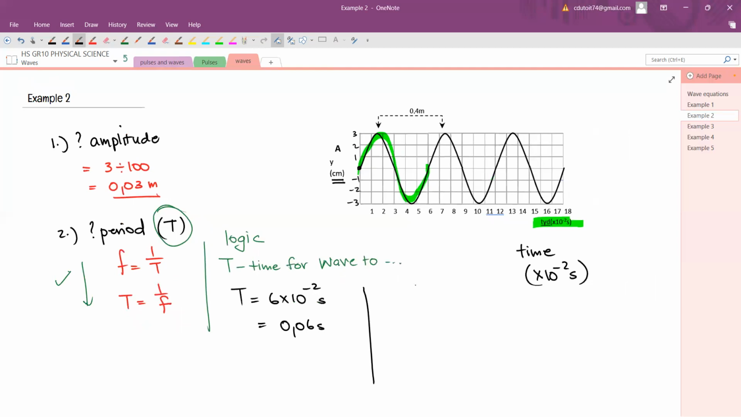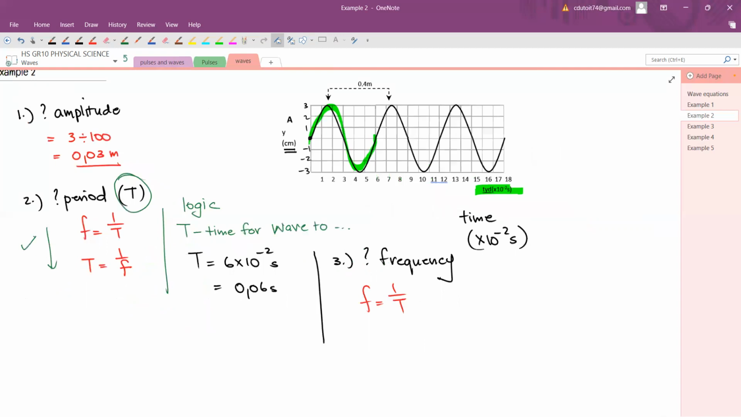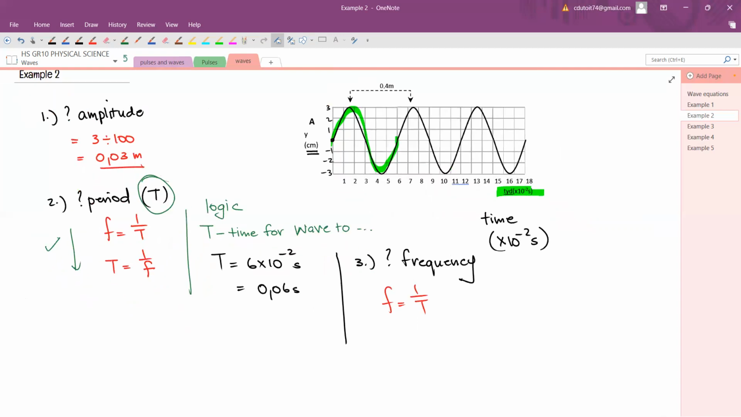And then number 3 is, what is the frequency of the wave? Now I can use the equation. The frequency is 1 over big T. I have to write the equation, otherwise I lose marks. Okay, help me. Frequency is 1 over 0.06. And that is what? 16.67 hertz. Hz.